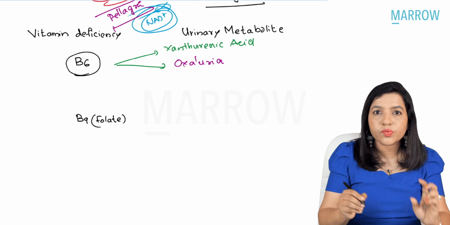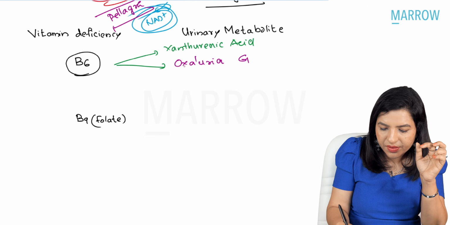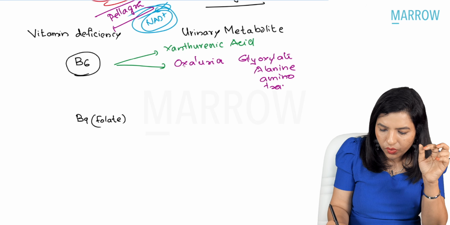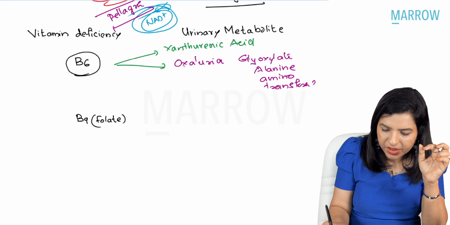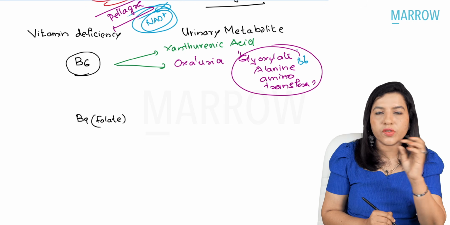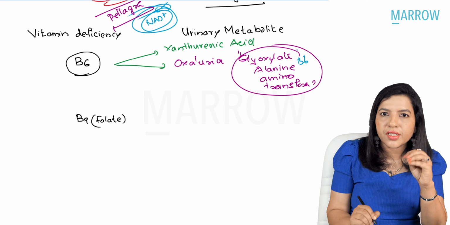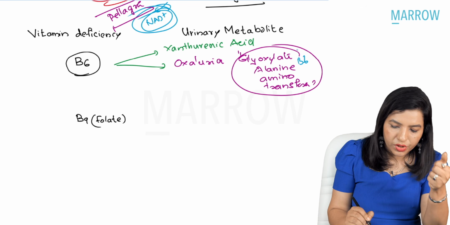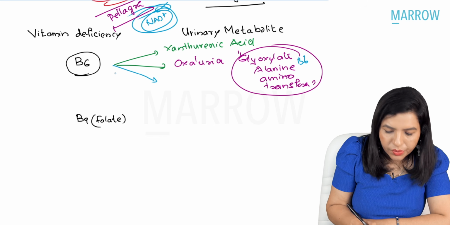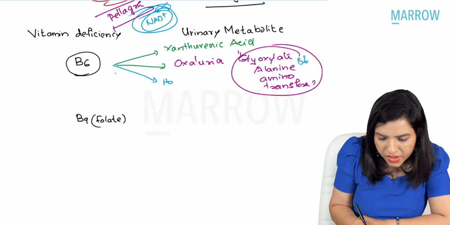Oxaluria, because there is one transamination, glyoxylate alanine aminotransferase. This is a transaminase enzyme. Transaminase enzymes require what? B6. So, if there is a deficiency of this enzyme, there is excretion of oxalate in urine. So, oxaluria. The third urinary metabolite that you can expect in B6 deficiency is homocysteine.